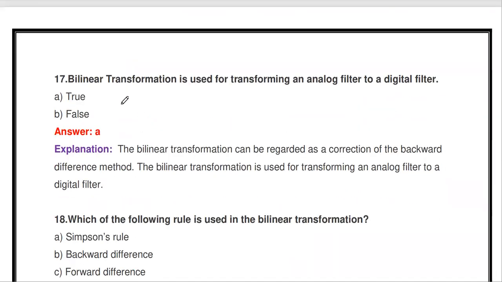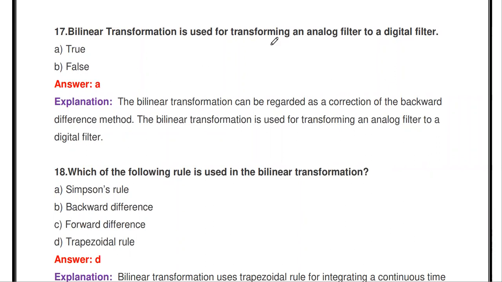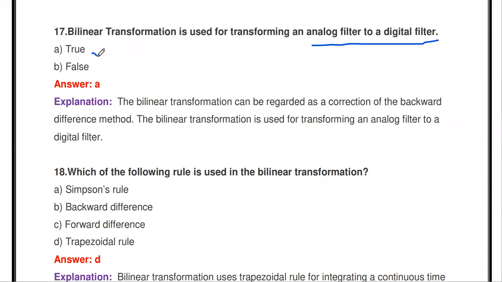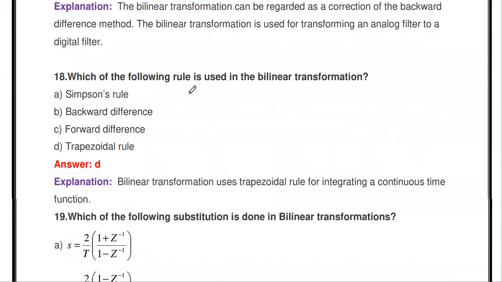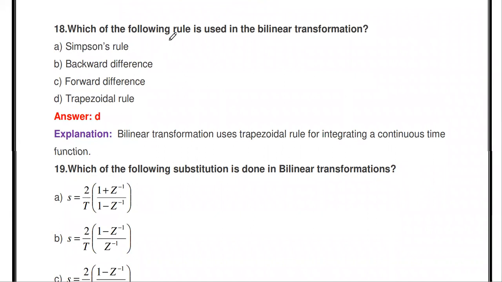The next one: the bilinear transformation is used for transforming an analog filter into a digital filter. Yes, it is used to transform the analog filter into digital, so it's correct. The next one: which of the following rules is used in the bilinear transformation? Simpson's rule, backward difference, forward difference, trapezoidal rule. The trapezoidal rule is used in bilinear transformation.